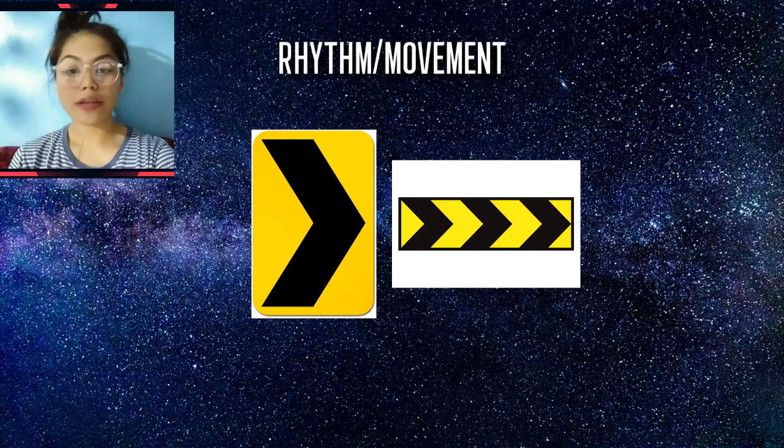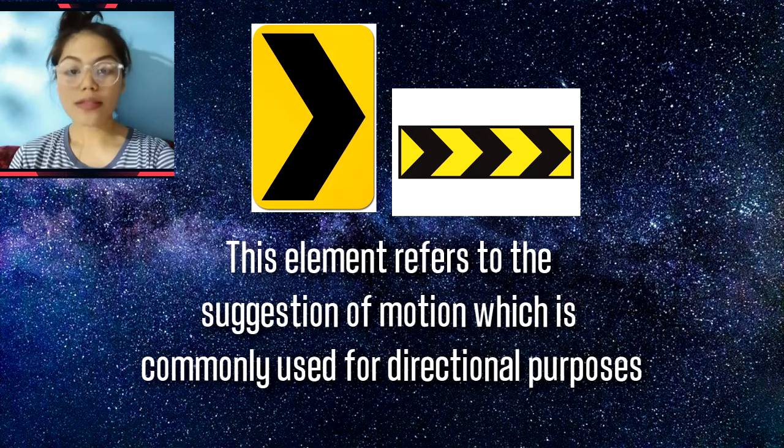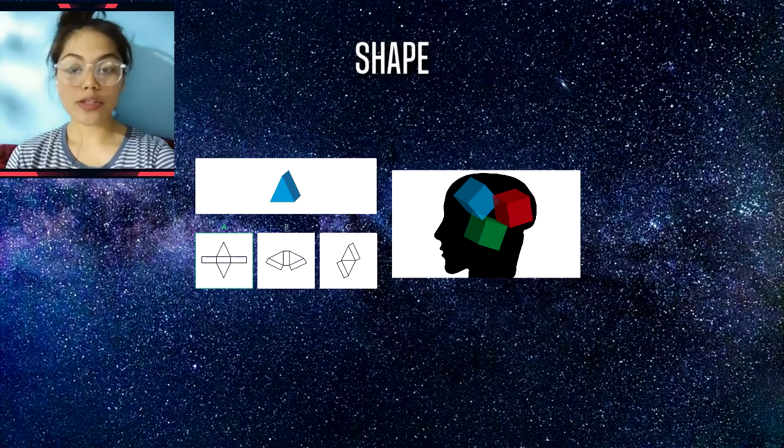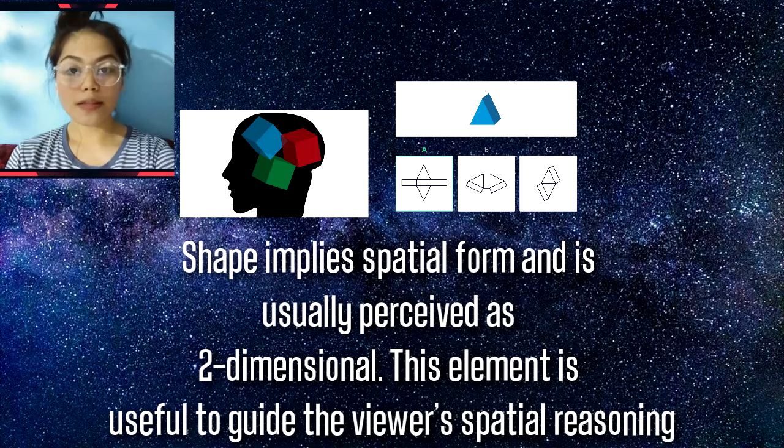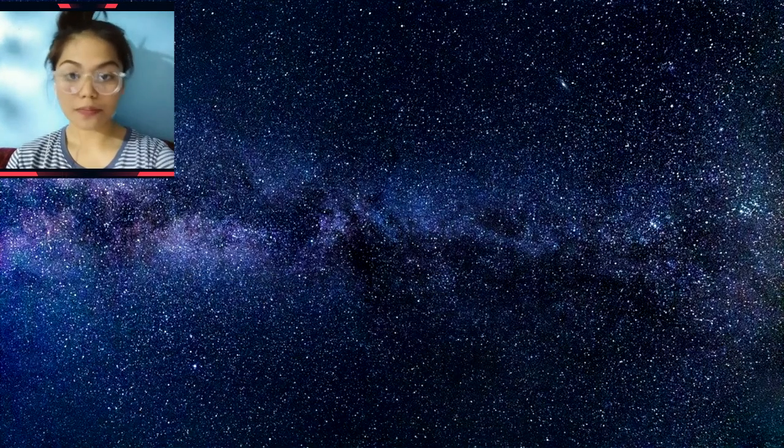Next is rhythm or movement. This element refers to the suggestion of motion, which is commonly used for directional purposes. The third one is shape. Shape implies spatial form and is usually perceived as two-dimensional. This element is useful to guide the viewer's spatial reasoning.